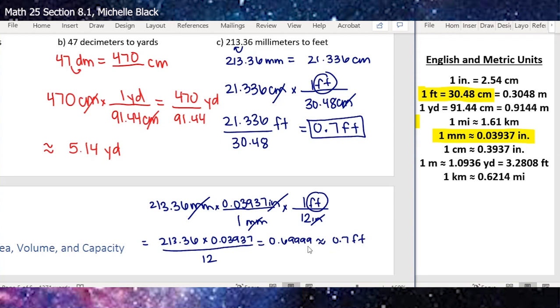It's so close, right? And the reason that it's different is because of this approximation here. So 1 millimeter is approximately 0.03937 inches, not exactly. Versus up here, when we were doing feet to centimeters, this one was exact. So there was already a little bit of rounding error, which is why our answers were not exactly the same until I rounded them again. And even in that case, it might not be exactly the same when you round, but it should be very, very, very close.